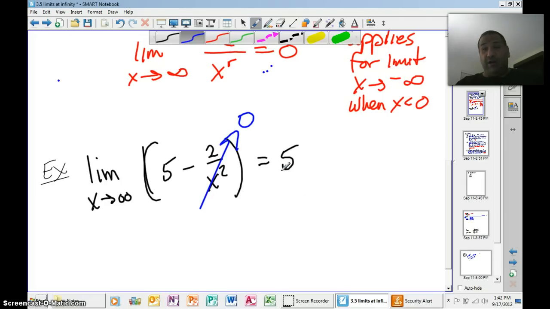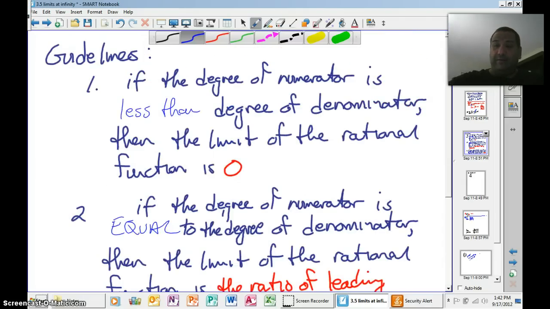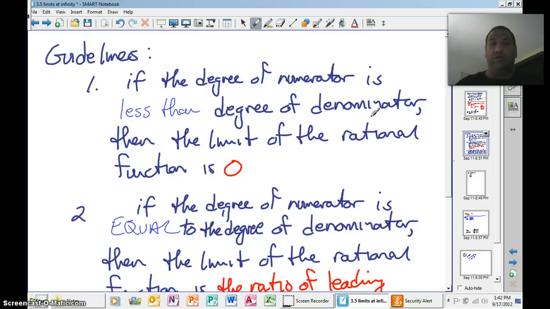General rule. There's a rule of thumb. You're going to love it. If the degree of the numerator is less than the degree of the denominator, so the degree on top is less than on the bottom, then the limit is 0 as I go to infinity, reminding you that this is all limits going to infinity. That's not my favorite infinity sign, but it'll do.